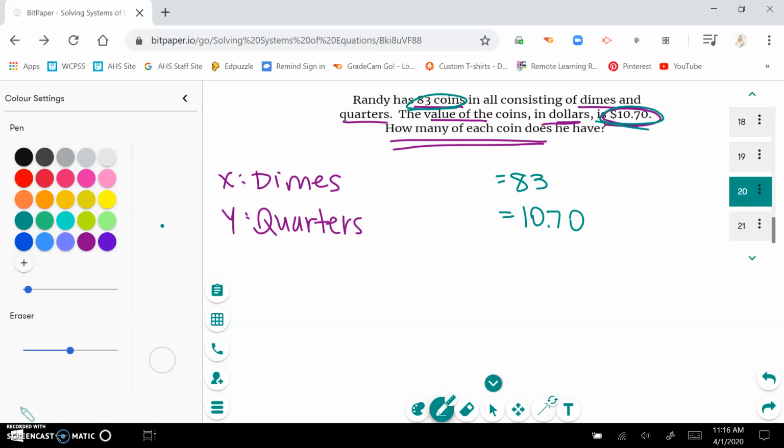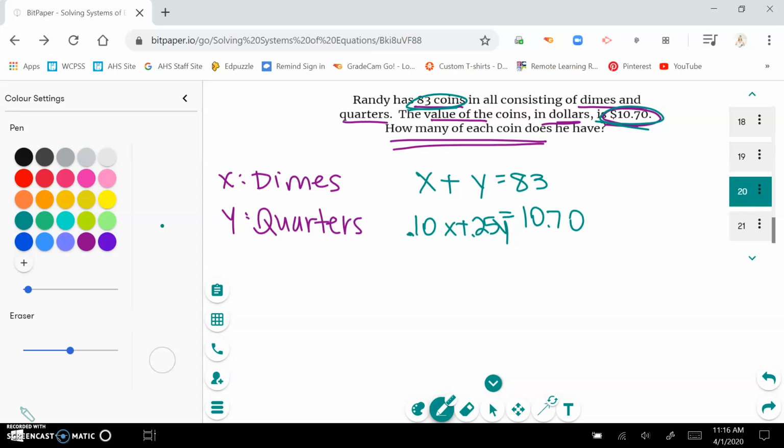The 83 amounts to how many physical coins we have. We don't actually care how much the coins are worth. We just care that we have them. So it's just x plus y. The 10.70 accounts for how much our coins are worth. So that's where we need to add in that a dime is worth 10 cents and a quarter is worth 25 cents.